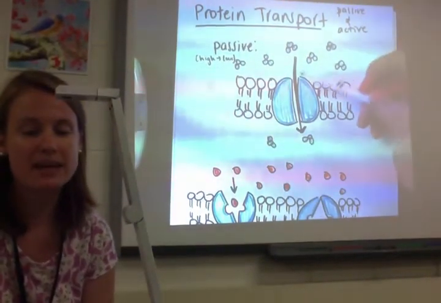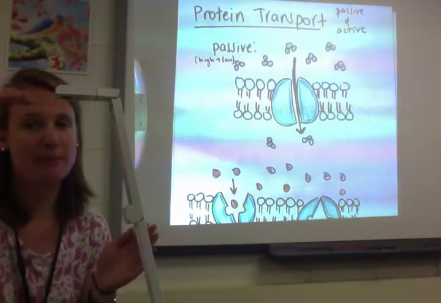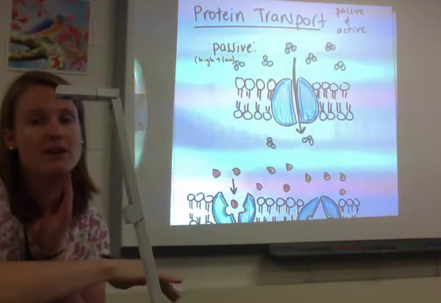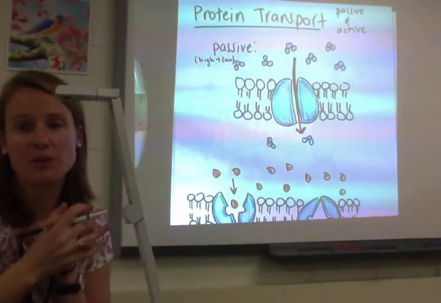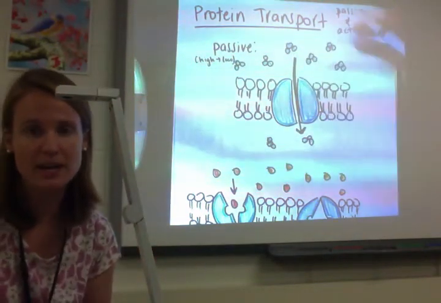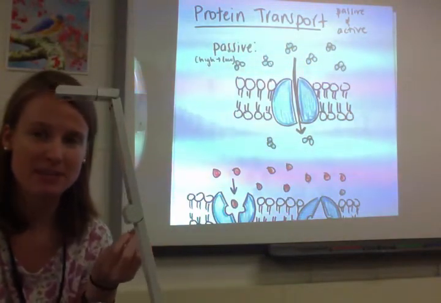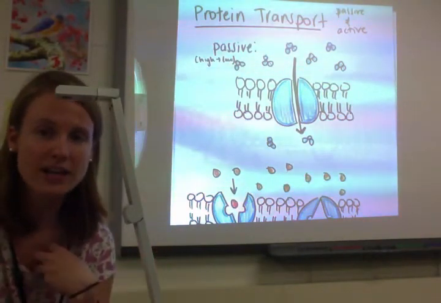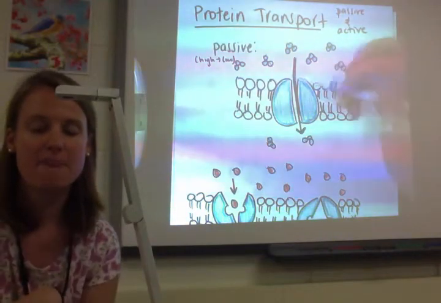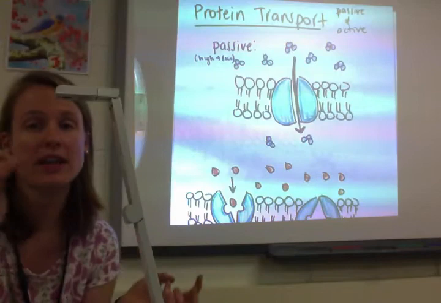There can be a channel, basically just like a hole in the membrane for that particular molecule to go through. So it's a good spot for that molecule to go through the membrane. An example is aquaporin. As you might be able to guess, aquaporin is how water gets into our cells. It's just a channel that is hydrophilic inside so that water likes to go through there.